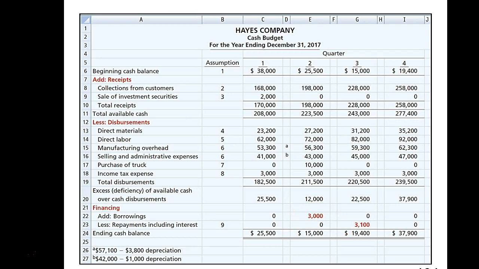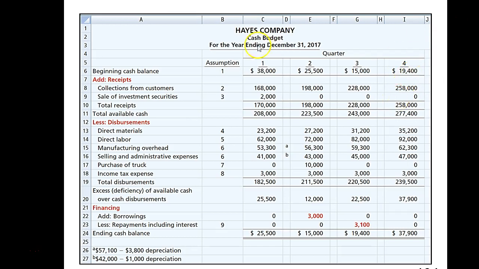and they were told to assume that interest will be paid in the amount of $100. So I'm going to add in the actual amount of the interest. So now my ending cash balance will be $19,400 at the end of the third quarter. So my third quarter ending balance becomes my fourth quarter beginning balance.